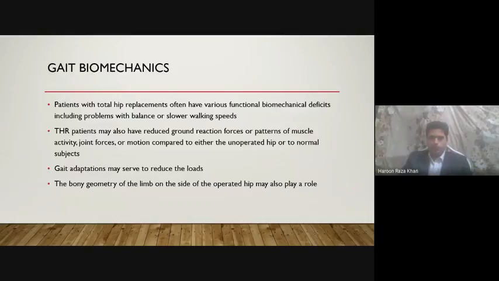Although it is problematic for them, adequate stress has to be placed on the implant to allow for proper movement nonetheless. A total hip replacement patient may also have reduced ground reaction forces or patterns of muscle activity, joint forces, or motion compared to the unoperated hip or normal subjects, which is obvious. In fact, the patterns of biomechanical deficits seen after surgery are very similar to those seen in patients with osteoarthritis. So this is an interesting finding.